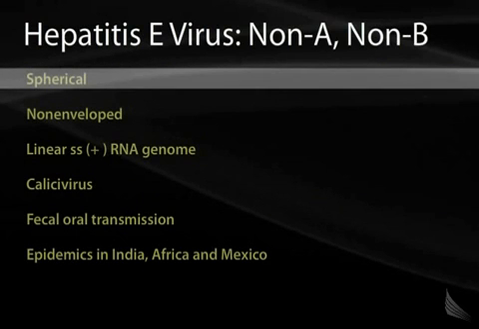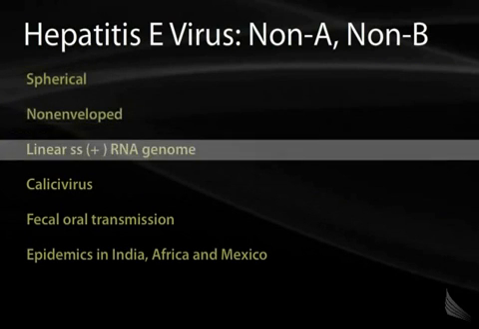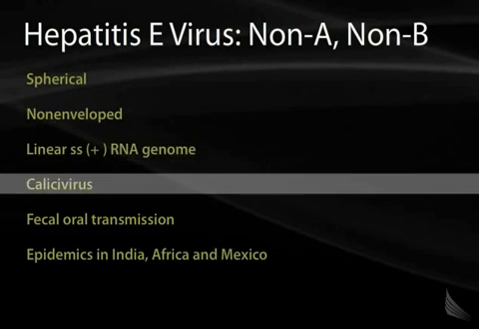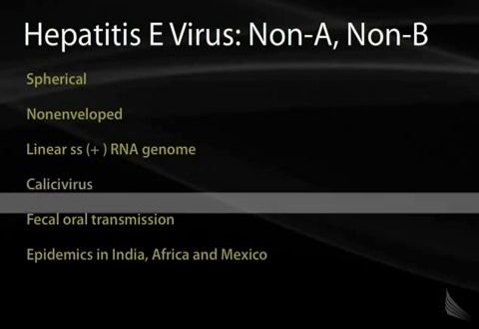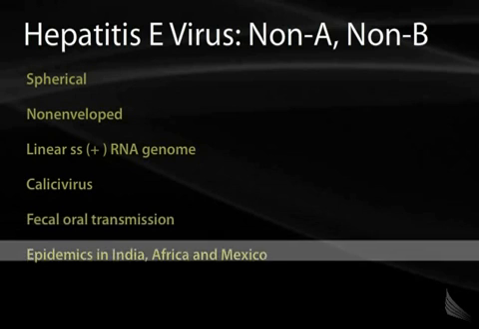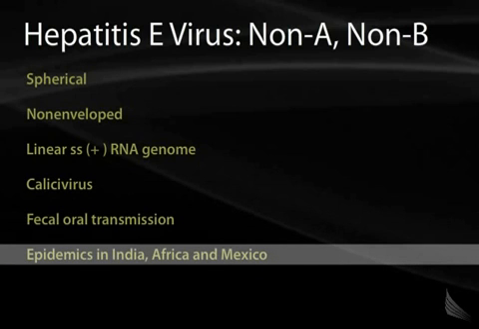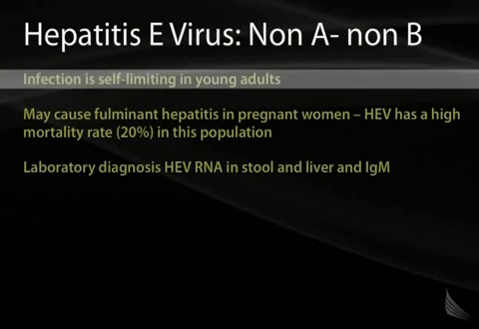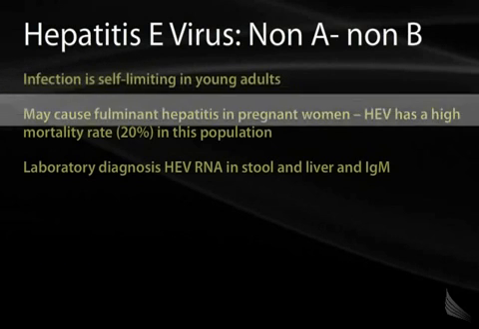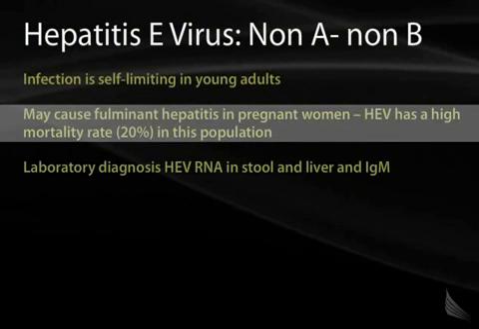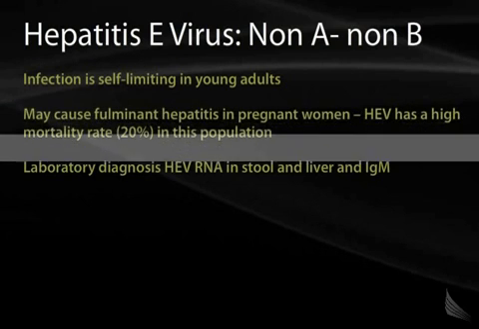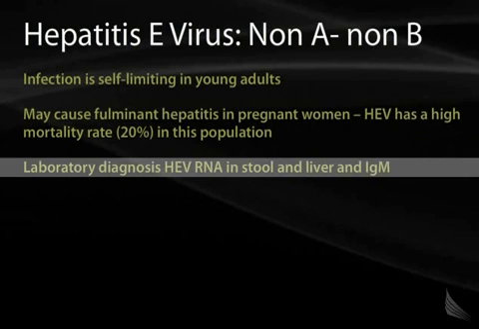Hepatitis E virus is non-A and non-B hepatitis. It's spherical, non-enveloped, linear, single-stranded positive RNA, and it's found in the calicivirus family. It's passed by fecal-oral transmission, and you have epidemics in India, Africa, and Mexico. Its infection is self-limiting and found in young adults. It may also cause fulminant hepatitis in pregnant women. It has a high mortality rate, about 20% in this population. The lab diagnosis is based on hepatitis E virus RNA in stool and in the liver, and IgM.